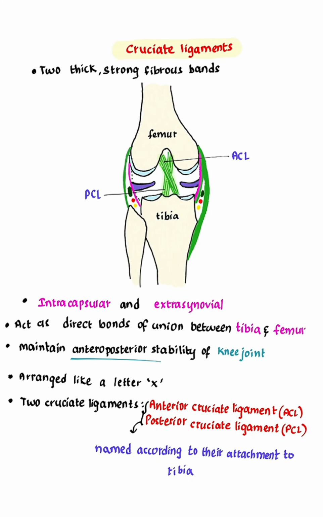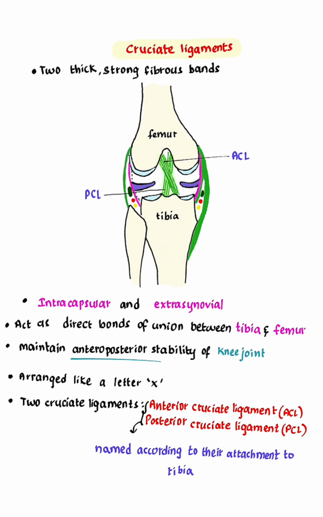Hello everyone. In this video we are going to learn about cruciate ligaments. They are thick, strong fibrous bands. They are intracapsular and extrasynovial. They act as direct bonds of union between tibia and femur.